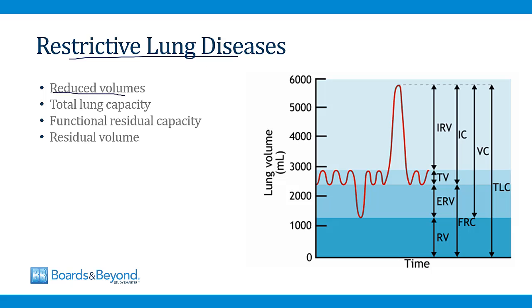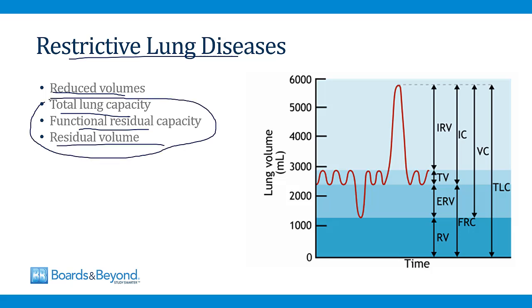Also, in contrast to obstruction, patients with restrictive lung diseases do not have increased volumes, they have reduced volumes. So the total lung capacity, the functional residual capacity, and the residual volume, all of these were increased in obstructive lung disease. All of these are decreased in restrictive lung disease. So you can just remember restriction means reduced volumes.